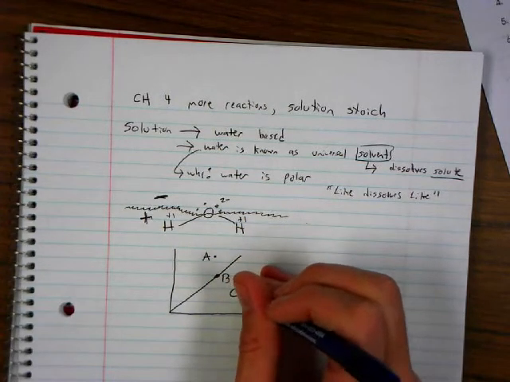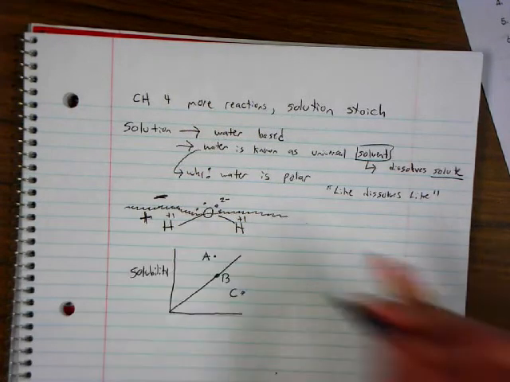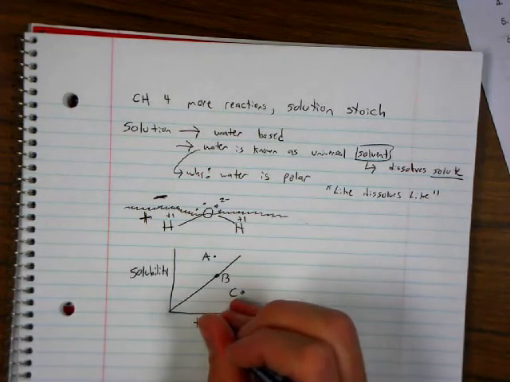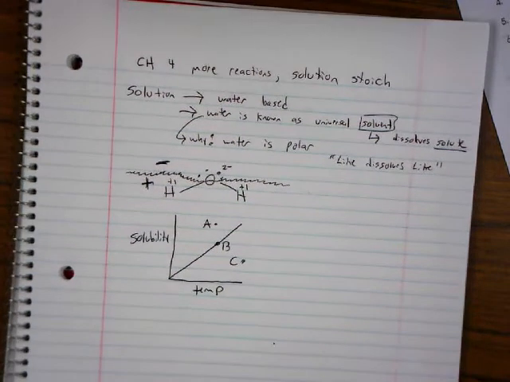So here's A, here's B, here's C. We have solubility on the Y. We have temperature on the X. If you had me, you remember this was my Kool-Aid chart.